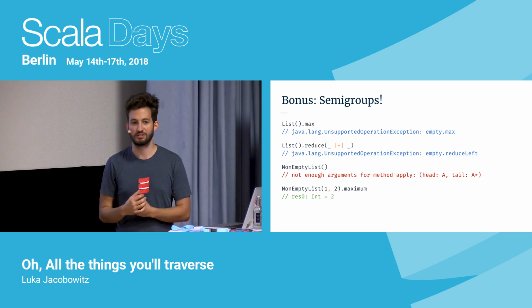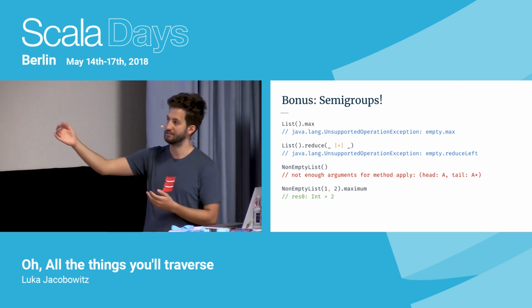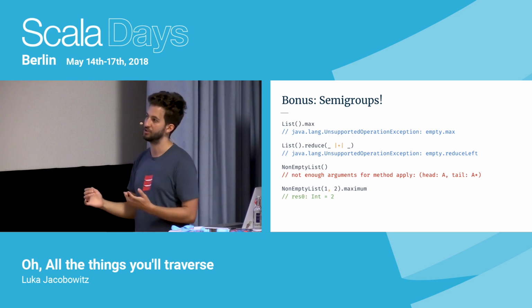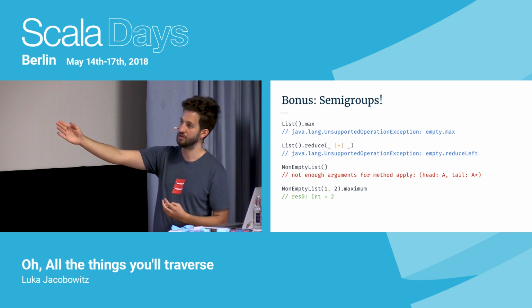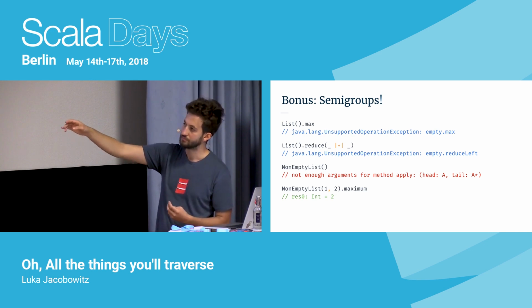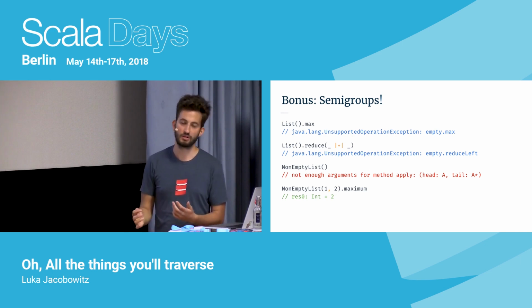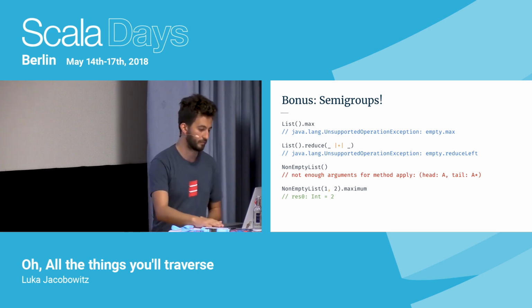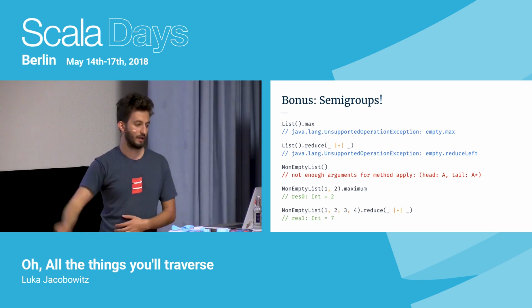And because there is no empty value, you can't create a monoid for max. You have to use the semigroup, and to use this maximum function, you have to make sure that this list is non-empty, so that you can use a semigroup instead of a monoid. Right, and of course we can also call reduce safely on a non-empty list.